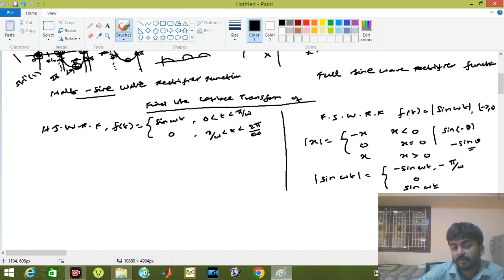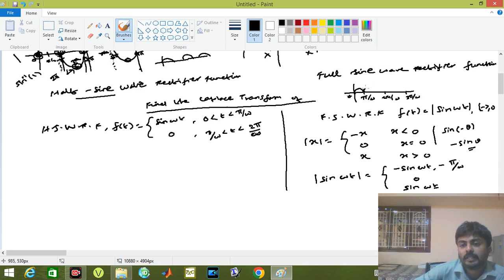Okay, because we have seen the modulus of sine omega t has the period pi by omega, whereas sine omega t has period 2 pi by omega. Modulus of sine omega t means it will become 0 at pi by omega, 2 pi by omega, 3 pi by omega. So each rise and fall is a period. So the period is pi by omega. So you can write modulus of sine omega t as a periodic function.